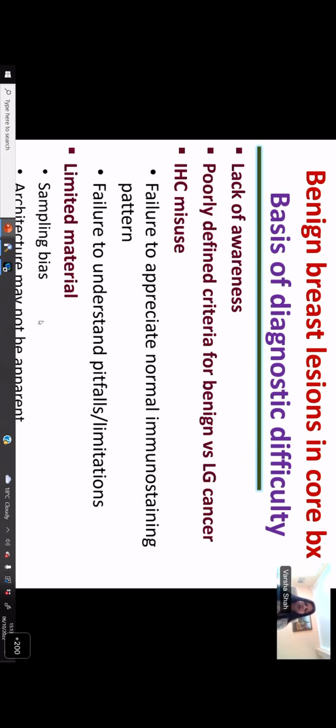And in needle core biopsy, obviously the major problem is sampling bias. You have limited material. You may not see the architecture appropriately. So these are the problems in needle core biopsies. And the other main thing is the lack of histology-radiology correlation. This is the key for interpretation of breast core biopsies. So most important is histology-radiology correlation.